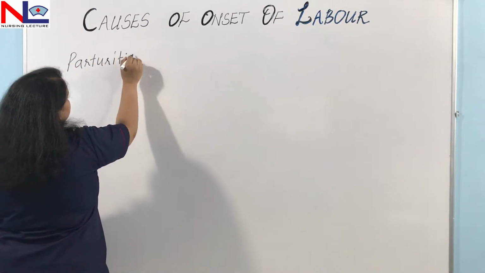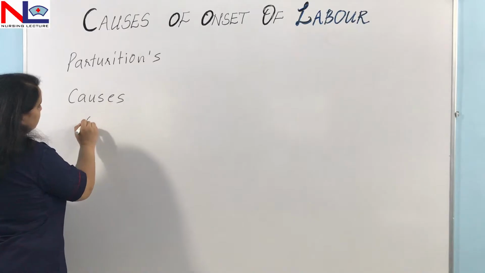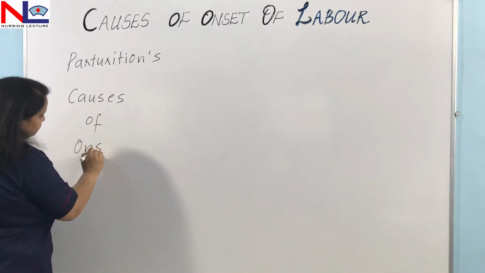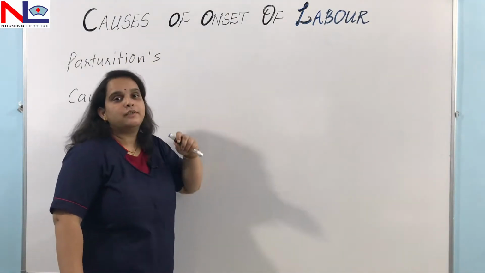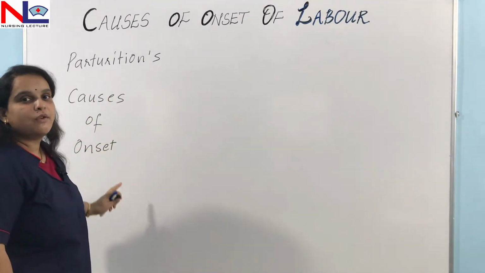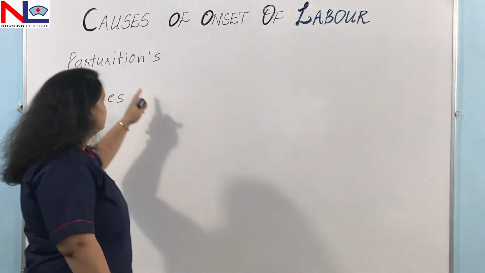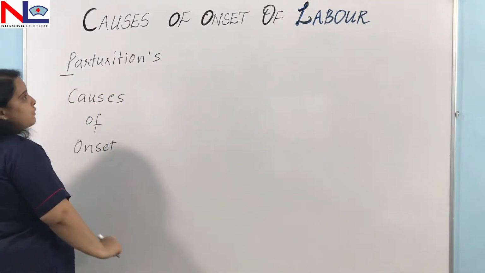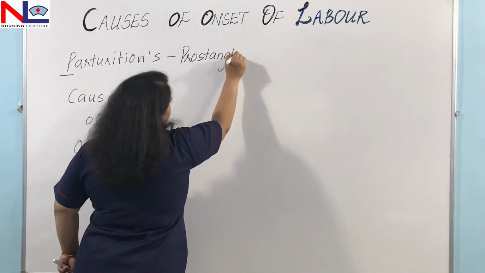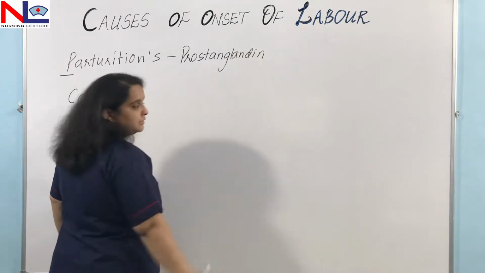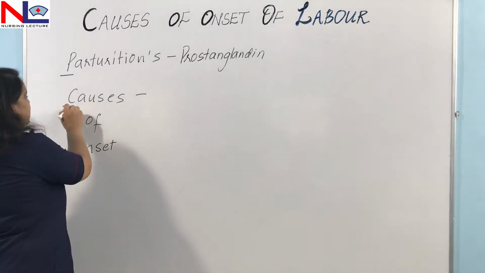The trick to learn the responsible factors for the initiation of labor is Parturition Causes of ONset. Parturition is also known as labor itself. Here P stands for prostaglandin. So what is the factor which stands for P? That is prostaglandin. Now comes the C.